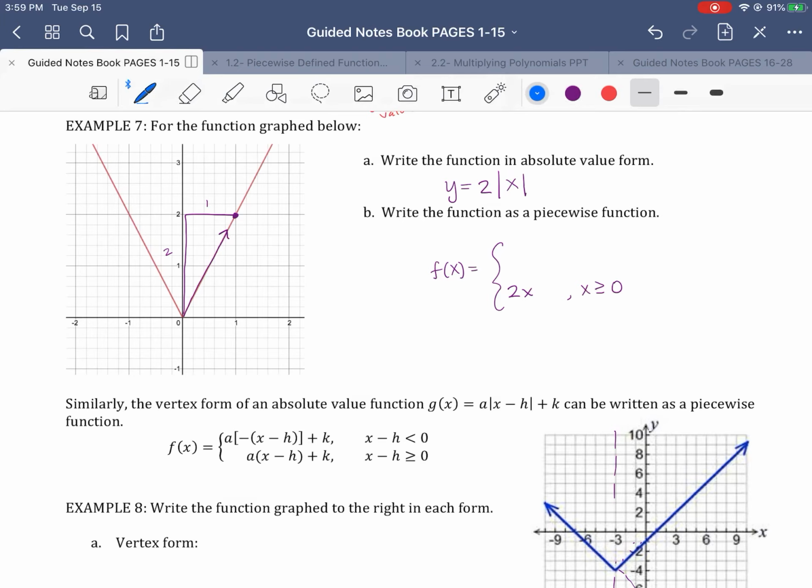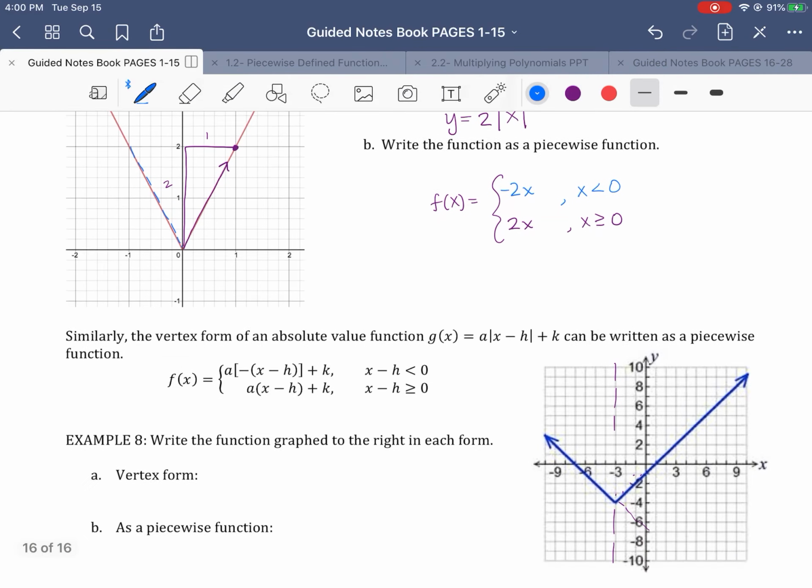We could also then look at the left-hand piece of our v, and notice it just has a slope of negative 2, so it's doing the exact opposite, right? Down 2 over 1. So we're at negative 2x, and this piece exists on the left side of 0, so when x is less than 0. And that would be the piecewise function that would represent the v, or the absolute value function.